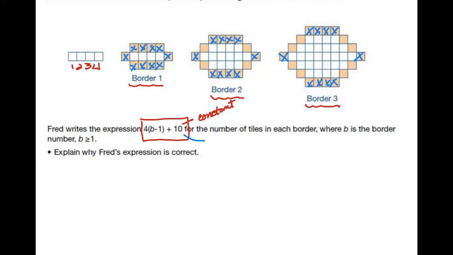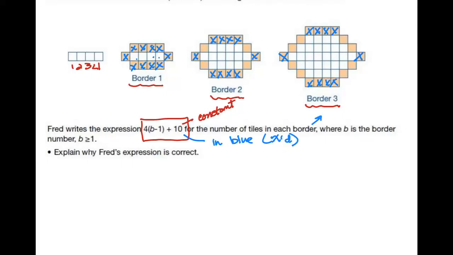These 10 are in, I'm going to say in blue. They're X'd out, okay? Where do we get the 4 times B minus 1? Okay, 4 in the middle here times B minus 1. So border is, in this case, 1 minus 1. Number of tiles in the border.